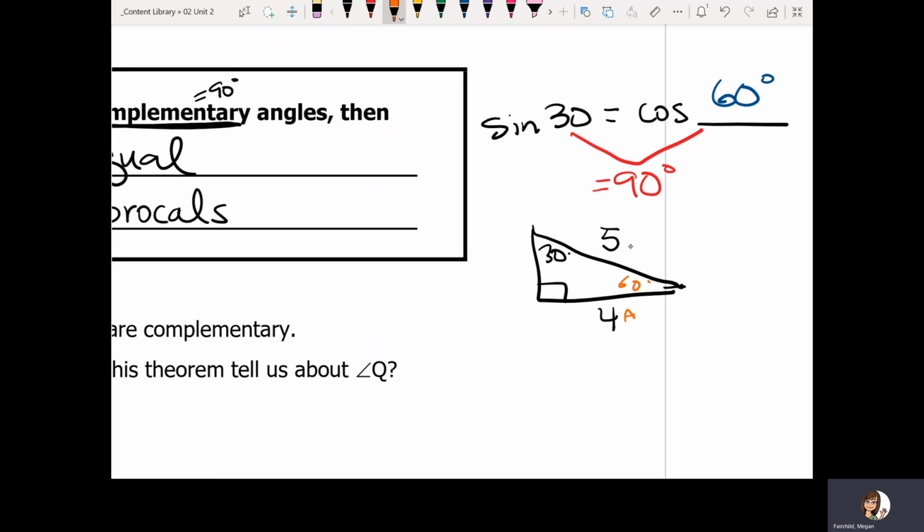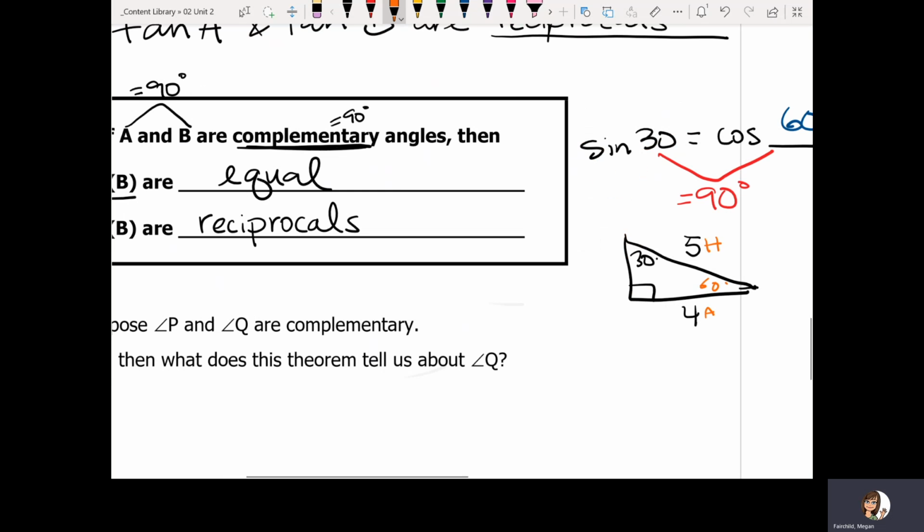Okay? The sine is equal to the cosine. It'll make more sense the more you practice with this, okay? You've got to do the homework tonight or you will be so lost the rest of the unit. Okay?